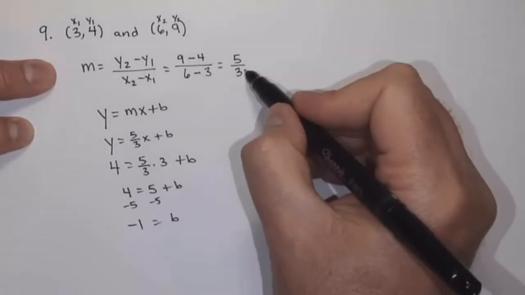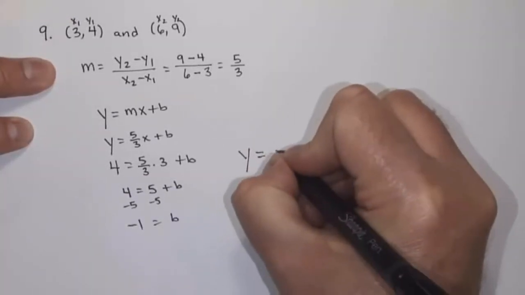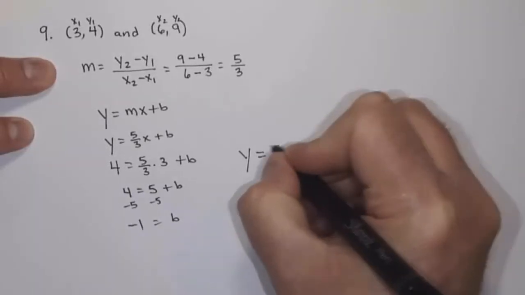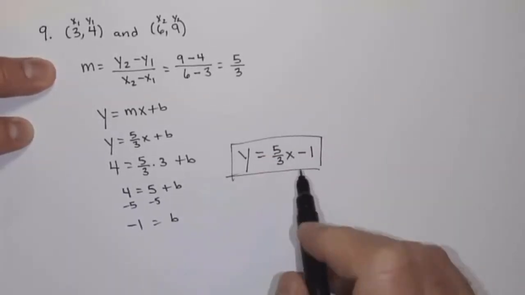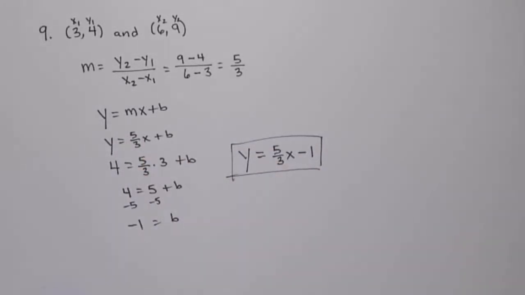So we found that the slope is 5/3, the y-intercept is -1, so our equation is going to be y equals 5/3 x minus 1. This is the equation of the line that passes through these 2 points. So look at number 10.